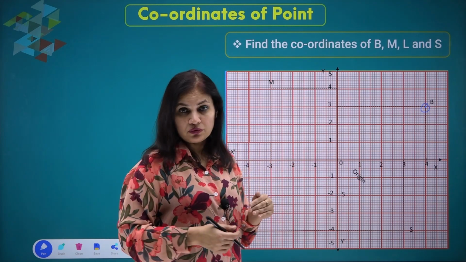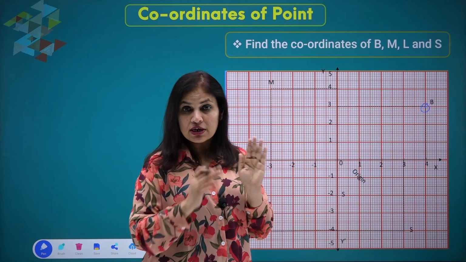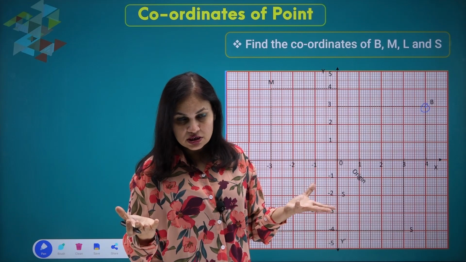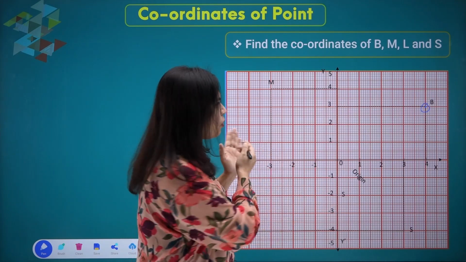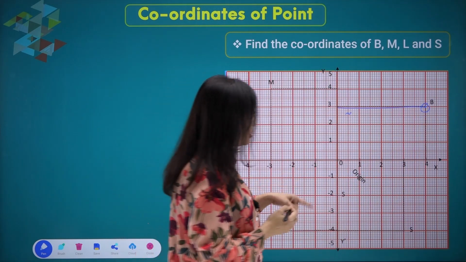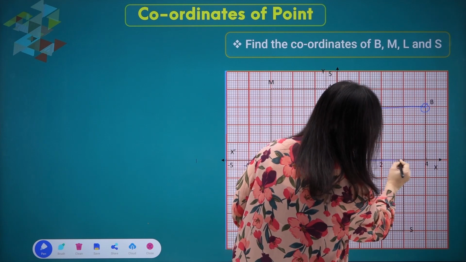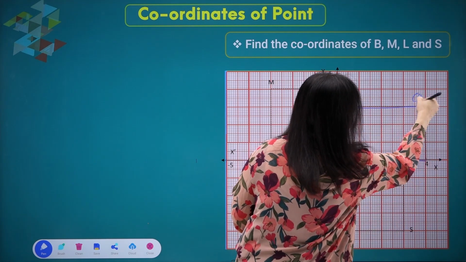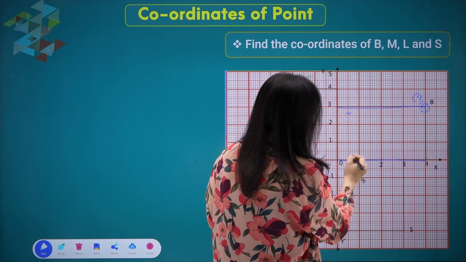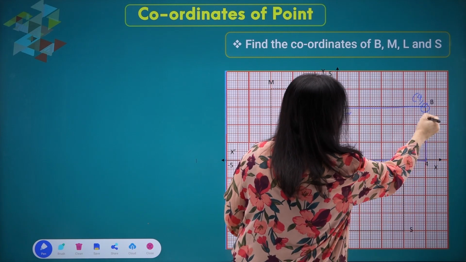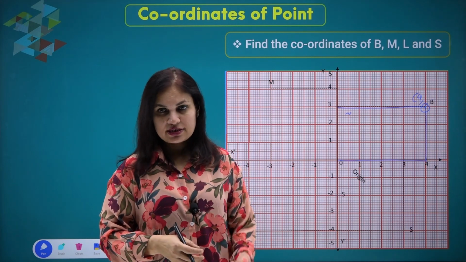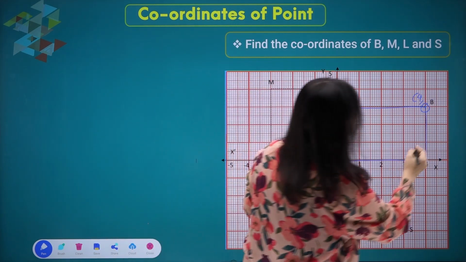So the x value is the perpendicular distance from the y-axis. Always remember, for x it is the horizontal distance, and for y the vertical distance. So the horizontal distance is this. How many units? From 0 to 4. So the x coordinate is 4. What about the y coordinate? The y coordinate is the perpendicular distance from the x-axis. That is a vertical line and it ends at 3.